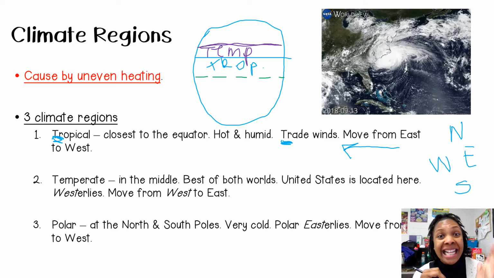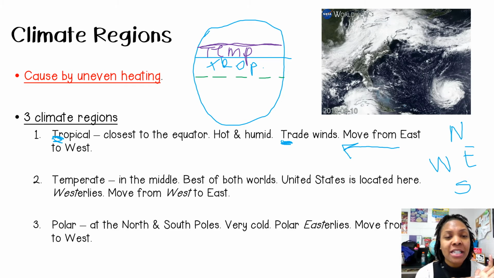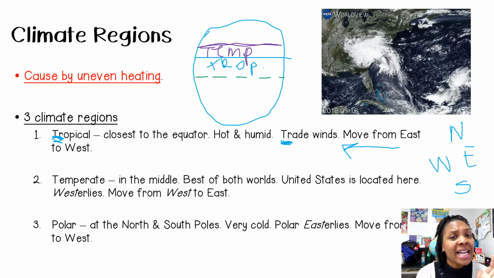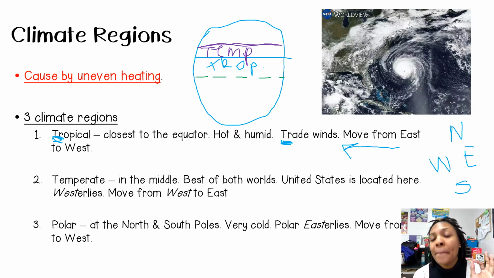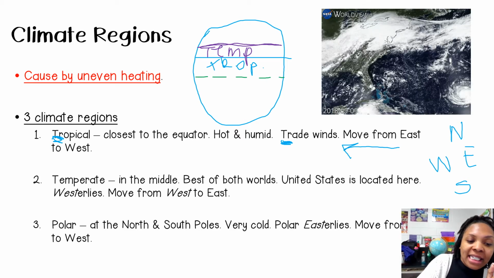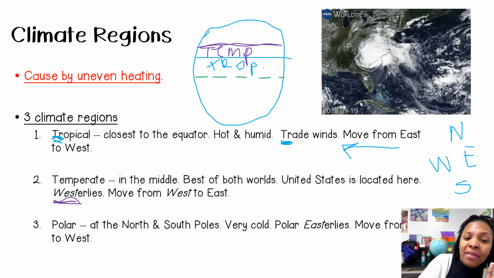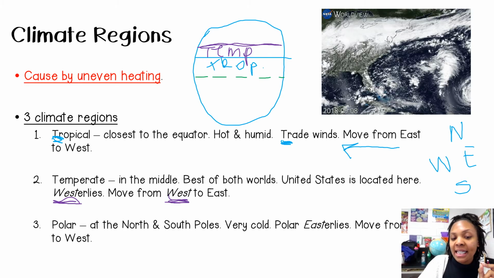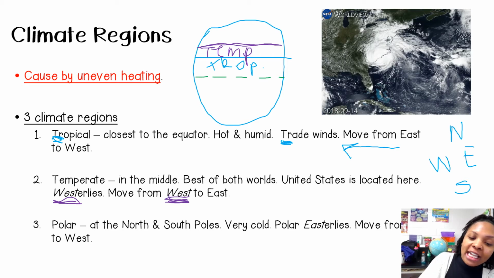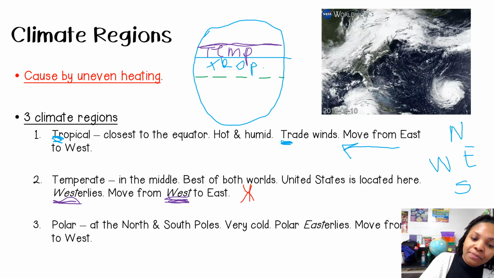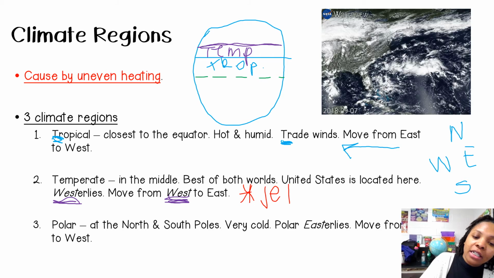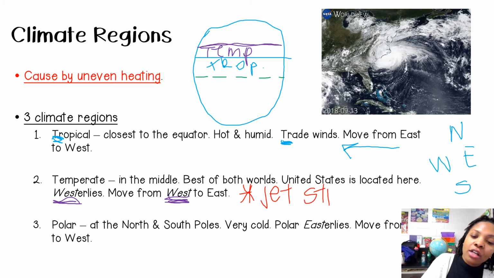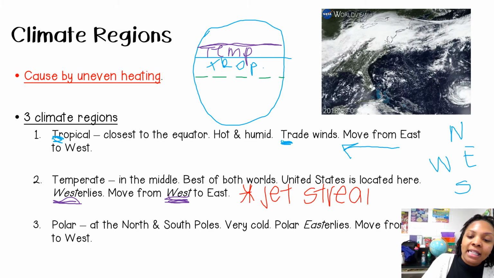And if they are westerlies, does that mean they're going to move east to west or west to east? Good job. West to east. And a way you can remember that is westerlies move west to east. All right, don't forget jet streams are in this layer, in this region, and they also move west to east.